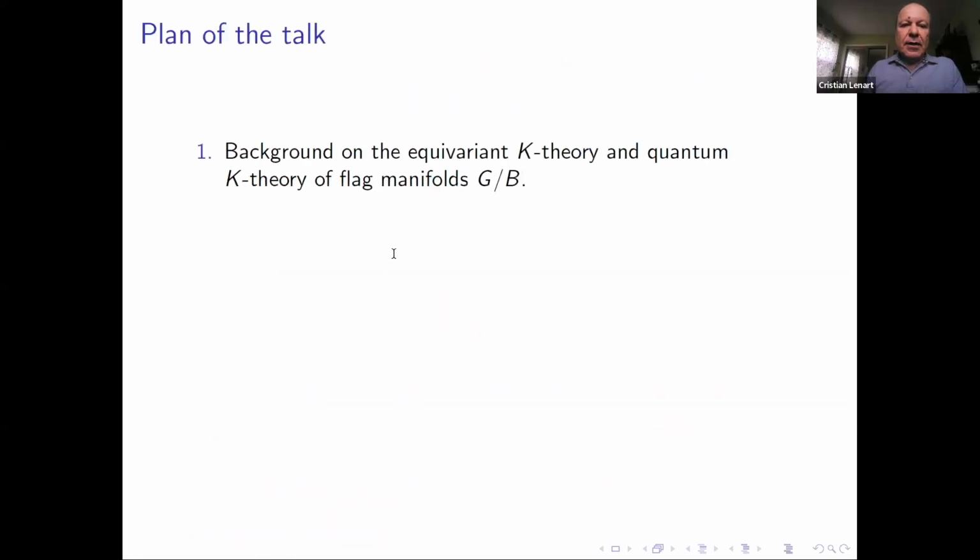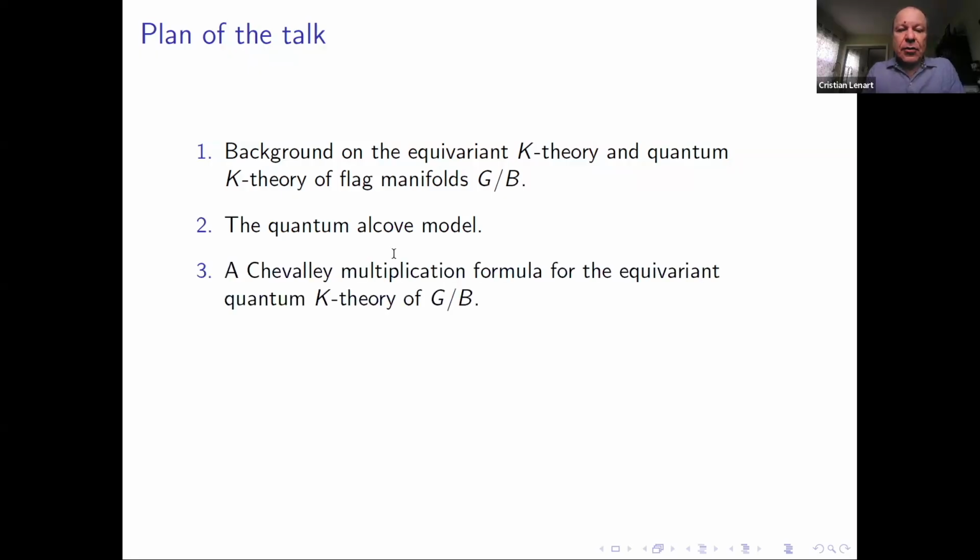So the plan of the talk is the following. I'll give some background on equivariant K-theory and equivariant quantum K-theory of flag manifolds G/B. Then I'll discuss the combinatorial model that I mentioned in my abstract, called the quantum alcove model. Then I'll show you how we can use this model to express an important multiplication formula called the Chevalley formula in the equivariant quantum K-theory of flag manifolds G/B. And then there will be several applications of this formula and related results.